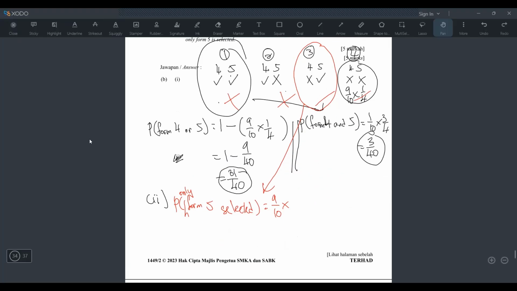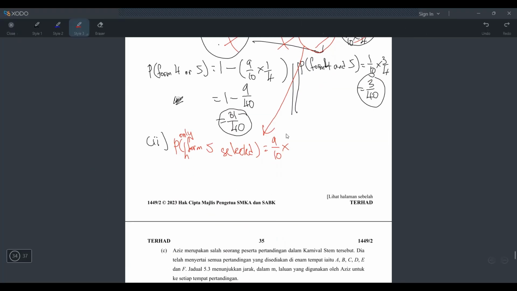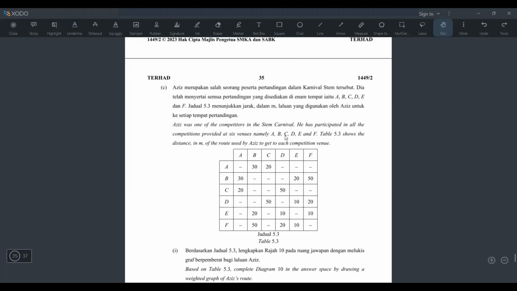And then what is from 5 selected? From 5 selected, just take 3 over 4, and then you will get 27 over 40. Okay, finally, I finished the whole paper.